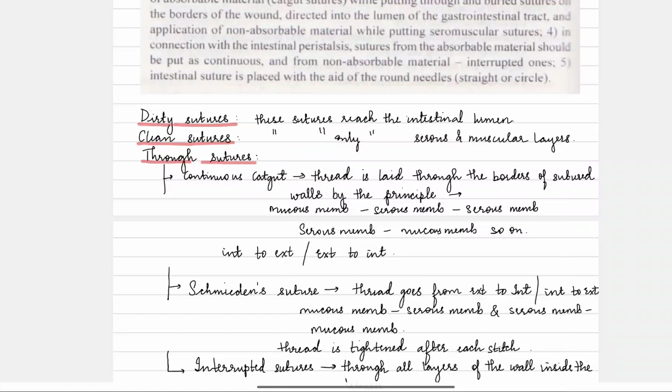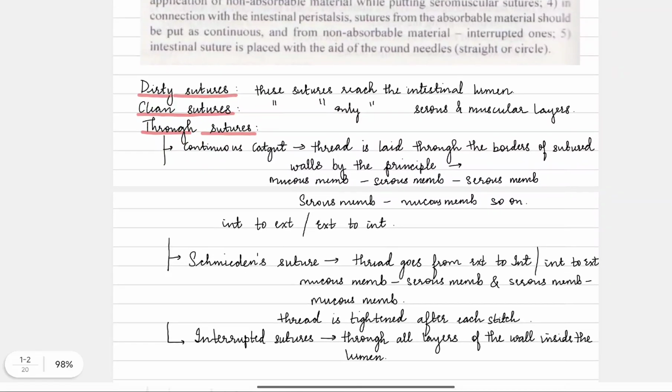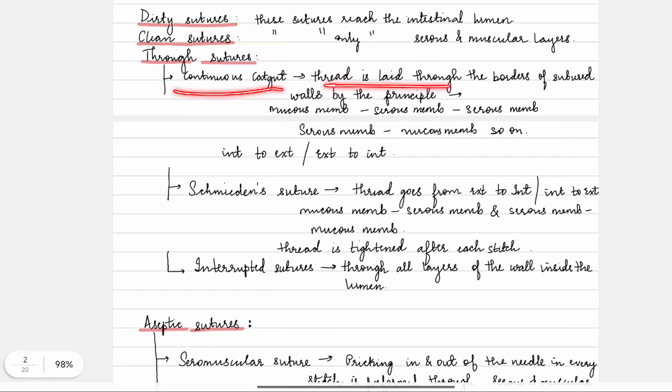Now there are types of sutures. Dirty sutures reach the intestinal lumen. Clean sutures reach only the serous and muscular layers. Through suture: a continuous catgut thread is laid through the borders of the sutured wall by the principle of mucous membrane, serous membrane, and serous membrane, serous membrane, mucous membrane, and so on, internal to external, external to internal.